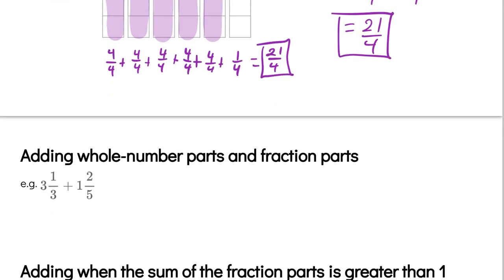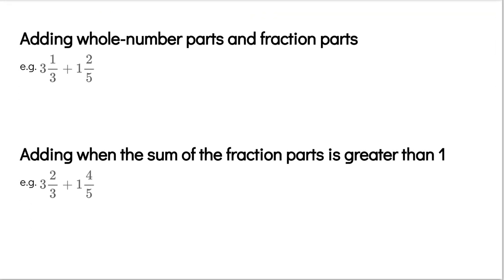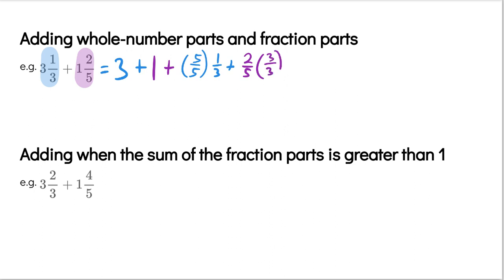Next, let's look at adding whole number parts and fraction parts. So first we've got 3 1/3 right here, and we've got 1 2/5 here. What we're going to do is rearrange things a little bit so that our whole numbers are together, and we're going to also add our fraction parts. The difference is that we are going to multiply those fractions by 1 in order to find an equivalent fraction so that they share the same denominator. So we're still adding 1/3 and 2/5. I'm just multiplying them by 1, not changing their value at all.